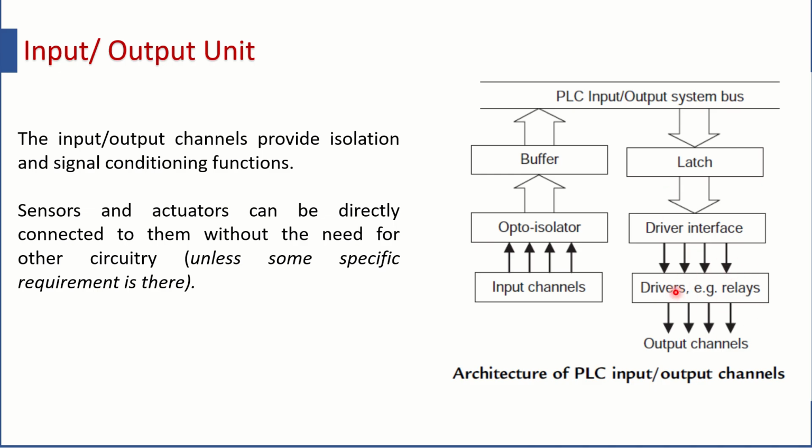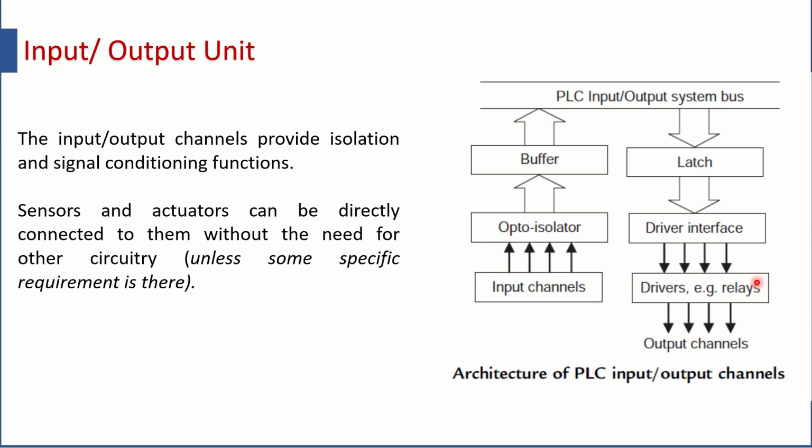Output terminal from the CPU is connected to some driver. That driver can be a relay, can be a triac, like that. And after that the output channels are available to you for your interface. Now such type of things, whenever you are using, you must be very sure that what is the maximum voltage and current that you can get out of the PLC.